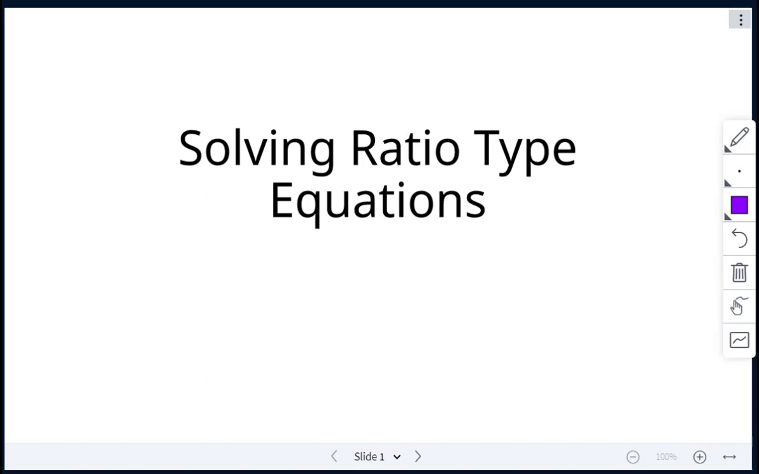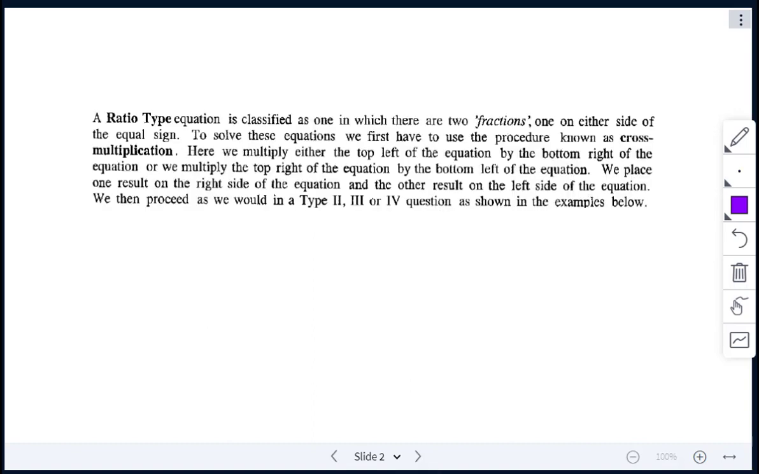Okay, so today's class we are going to focus on solving ratio type equations. When we are working with these type of equations, you're going to see basically two ratios on either side of the equal sign. So we have to use our cross multiplication method, and we've used this before when we were doing our ratio unit. All right, so you multiply the top left with your bottom right, put it on one side of the equation, and then you're going to multiply your top right by bottom left, put it on the other side of the equation, and then you can go ahead and solve the equation.